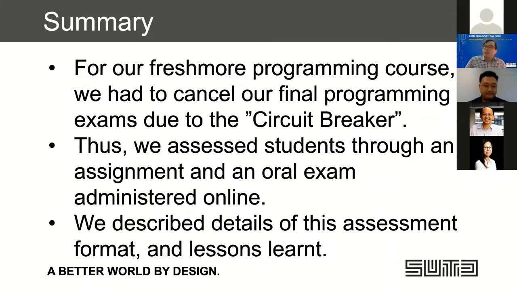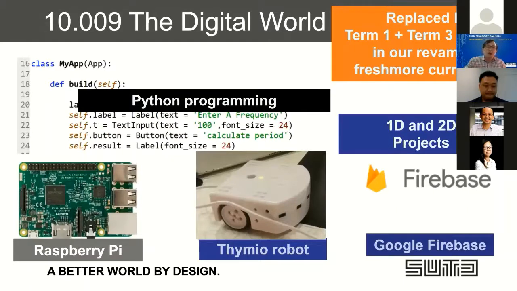Okay. So a bit of background for our course. In spring of 2020, that was the last run of the digital world. It essentially covered Python programming, but we also showed them applications of Python programming to the Raspberry Pi, to controlling a robot, as well as Internet of Things using Google Firebase. Some of you might be aware that we've revamped our curriculum. So this course has been replaced by courses in term 1 and term 3.